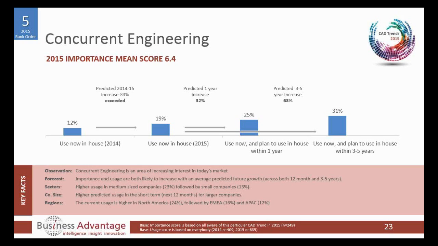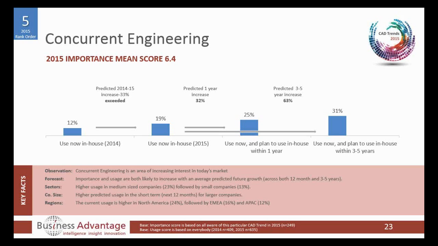We can see high usage amongst medium-sized companies, which is about 23%, followed by smaller companies, about 13%. There's certainly high predicted usage in the short term, which is the next 12 months, for the larger organizations. And currently usage is higher in North America, 24%, followed by EMEA, 16%, and APAC, 12%.